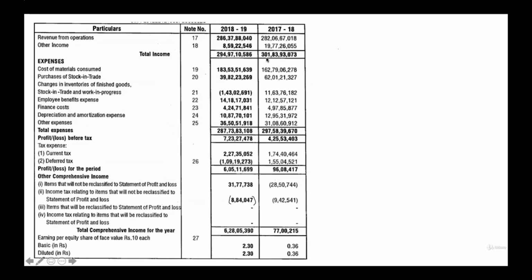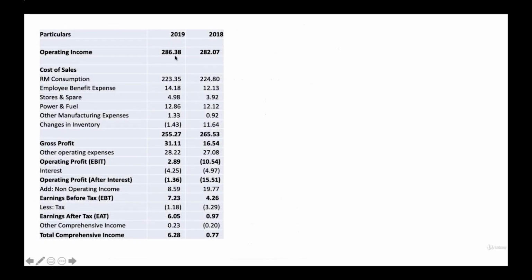Even though they say their total income is so much, what is of significance for us is only the revenue from operations. Okay, it is only 286 and 282. So actually the revenue from operations has improved. Okay, and all their costs we have divided into cost of sales and other operating expenses, right? So we have rearranged items, we have brought all items that come under cost of sales. So when we deduct this total from your revenue from operations, we get the gross profit.